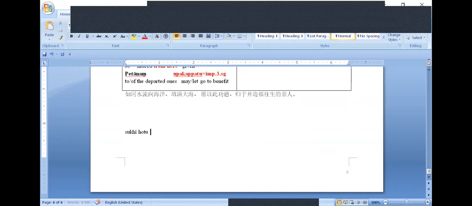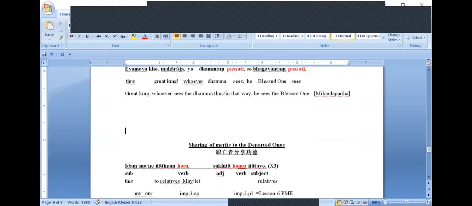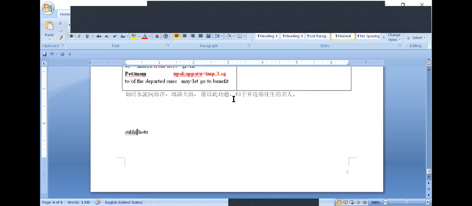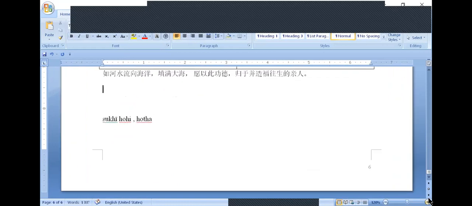Yeah. But normally people are used to it, because when you recite all the hotu, hotu, hontu, so that sukhita hontu, right? So normally, but if you want to recite sukhi hohi, okay. In terms of grammar it is not correct, but since people already accept it, we just say sukhi hotu. Sukhi hotu or hontu, right? Hotu or hontu.